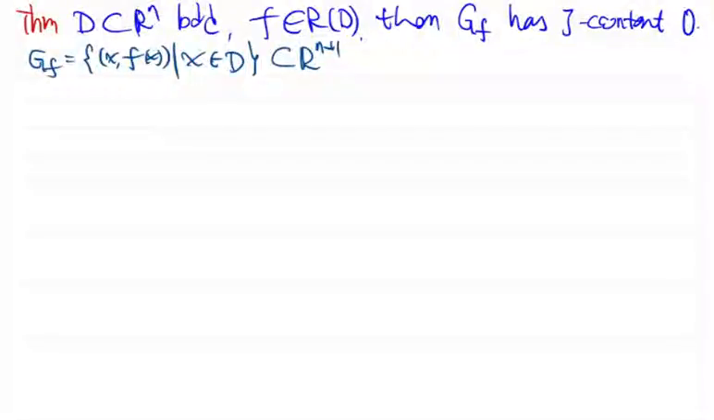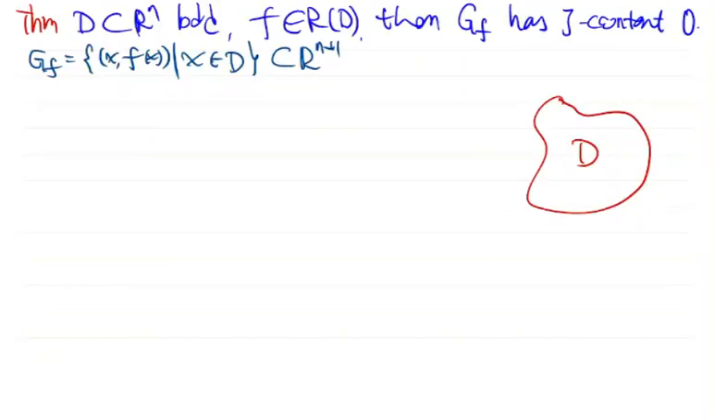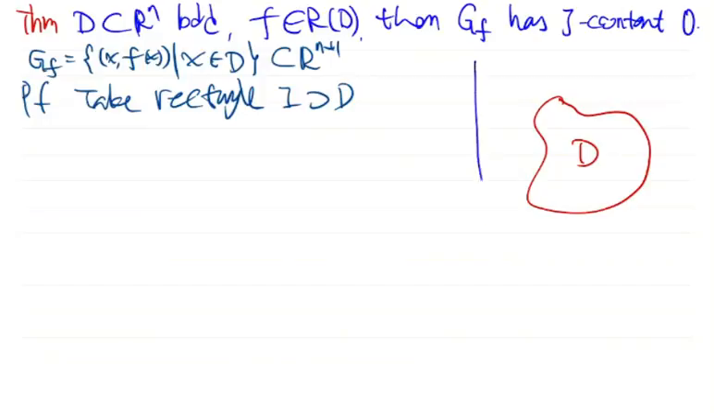So how to prove this? We draw a picture. Here is D. We take a rectangle to contain D because we are discussing the integration of f over D. This is always described using a rectangle containing D. Therefore, as usual, we take a rectangle I containing D. That is the rectangle I.